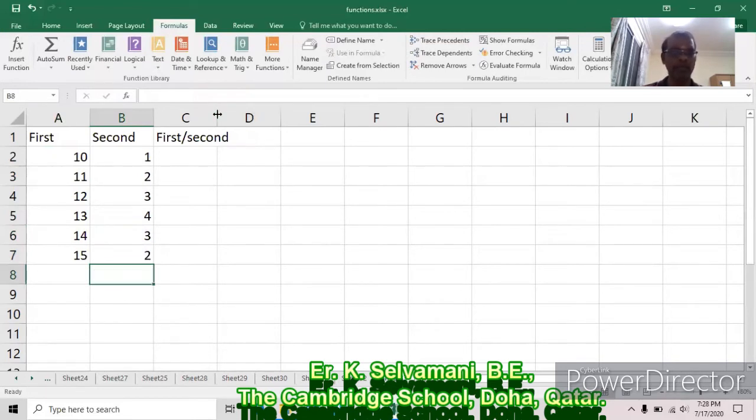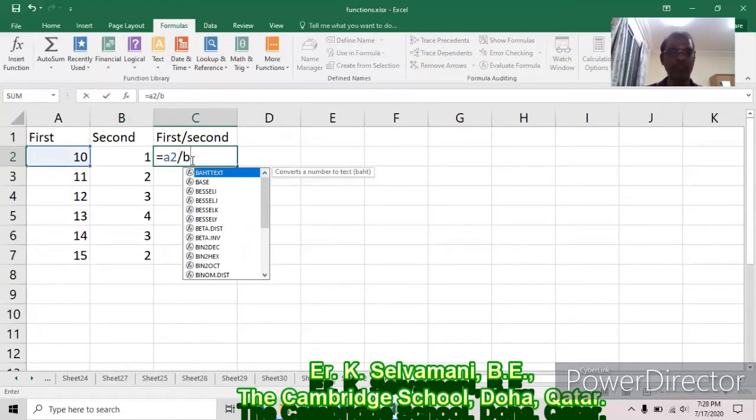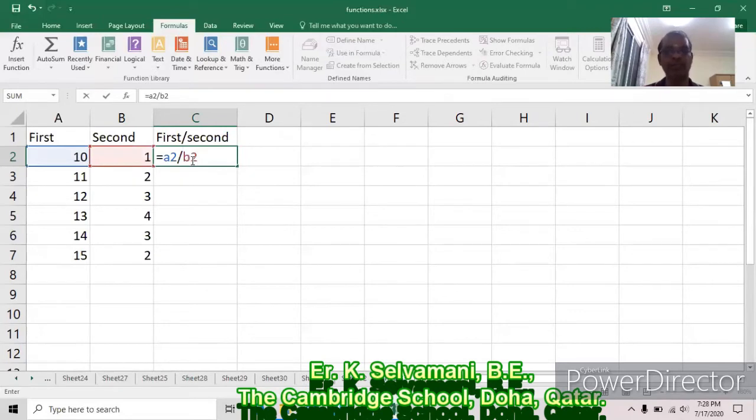So I'd like to divide first by second. A2 should be the numerator, B2 should be the denominator. That's very simple. Simply put equal to A2 divided by B2. We are not using any function here, just an arithmetic operator, just like plus, minus, star for multiplication, slash for division. That's all. So A2 is 10, and that should be divided by 1. That is 10 divided by 1.